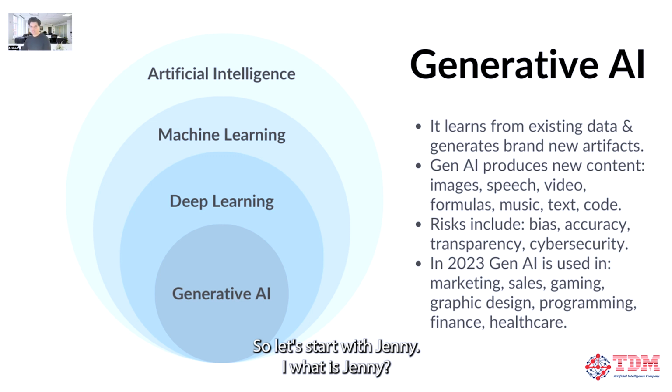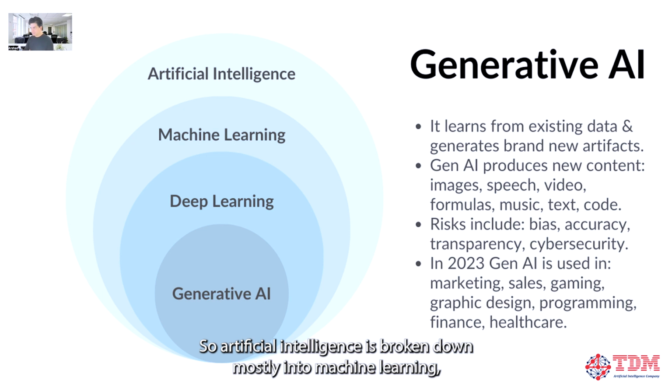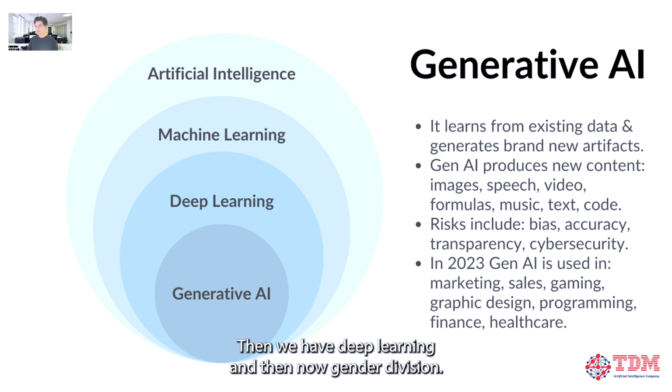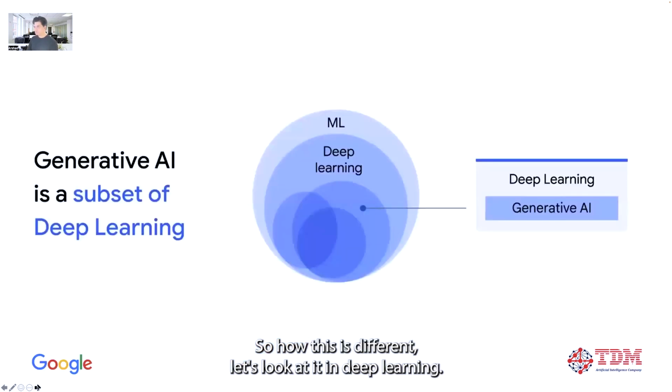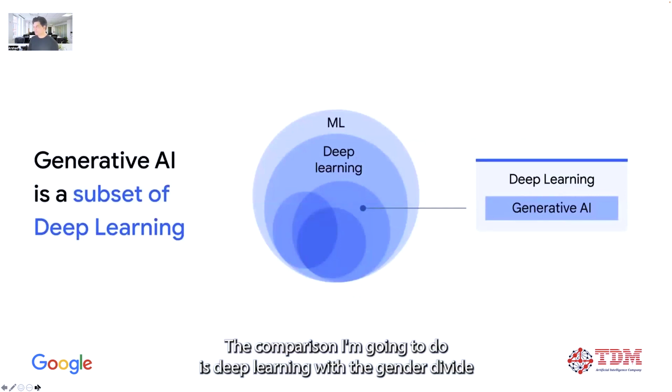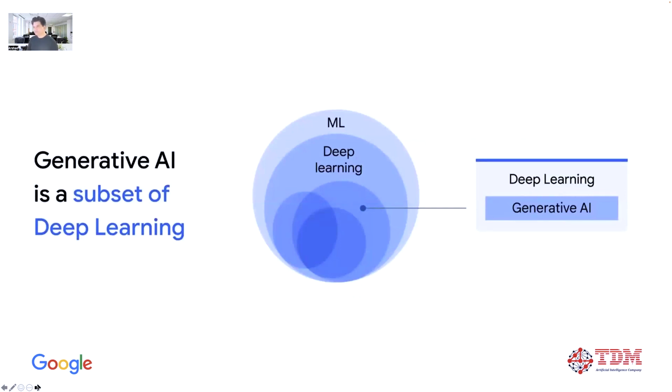What is Gen AI? Gen AI is a subset of deep learning, and it is from the discipline of artificial intelligence. So artificial intelligence is broken down mostly into machine learning, which got very popular. Then we have deep learning, and then now generative AI. So how is this different, let's look at it. The comparison I'm going to do is deep learning versus generative AI, and I will show you a little bit of the ML side too.